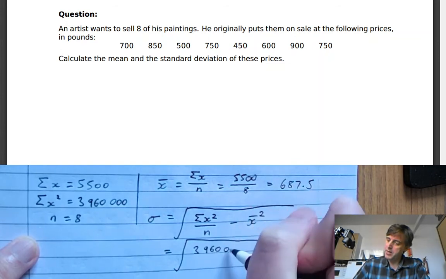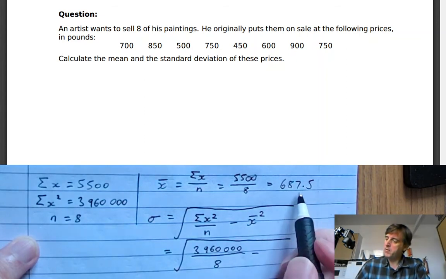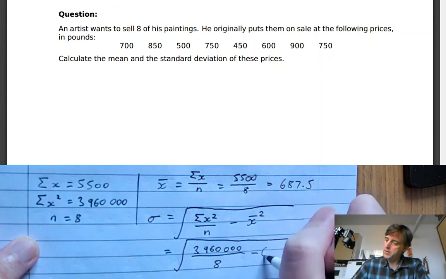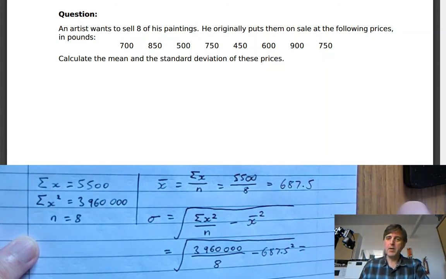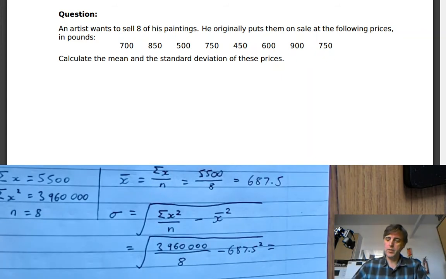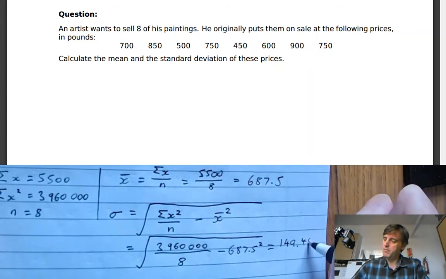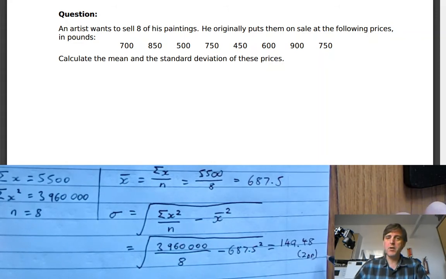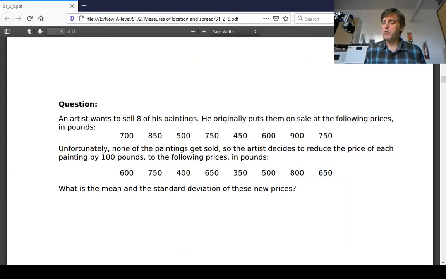In this instance, we've got quite a big number here: 3,960,000 is the sum of the squares. Divide by how many there are. Well, there are 8 items of data. And then subtract away the square of the mean. And we found the mean here, 687.5. Square that. Okay, put that in our calculator. And when we do that, we should get the answer 149.48, which I've rounded there to 2 decimal places. So hopefully you agree with that as the standard deviation. Okay, so hopefully that was a useful reminder about how we calculate standard deviation.